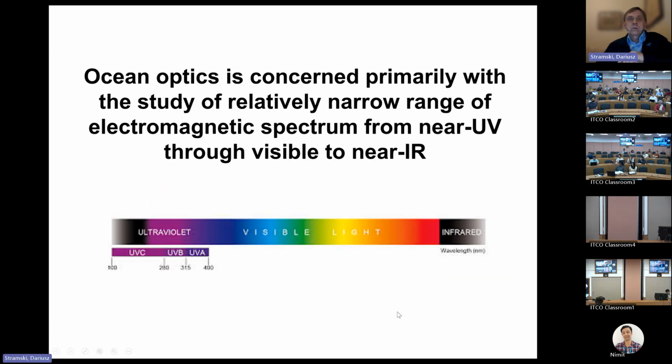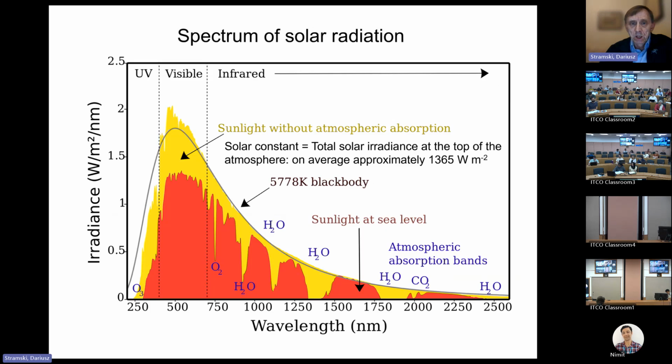So I would like also to discuss a little bit the question of the importance of specific parts of the spectrum for ocean optics, which is concerned primarily with the study of a relatively narrow range of the spectrum from near UV through visible to near infrared, which I've already touched upon yesterday on this topic, but I would like to discuss it a little bit more and support it with a little more information.